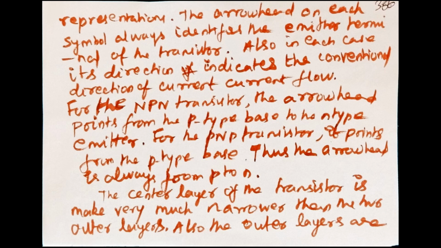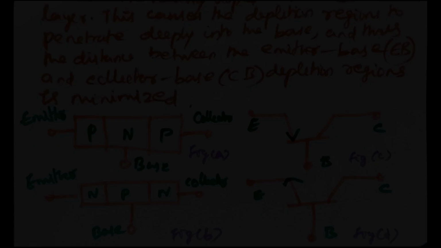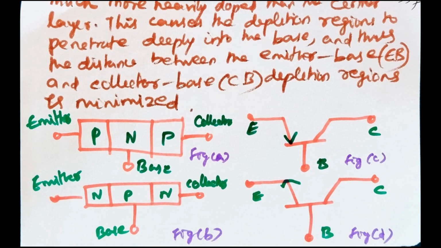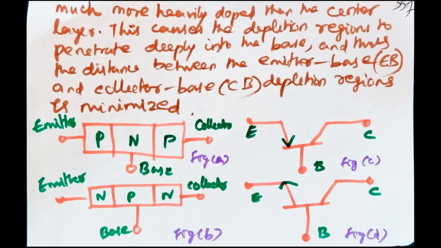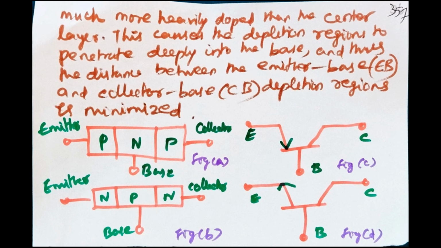The center layer of the transistor is made very much narrower than the two outer layers. Also, the outer layers are much more heavily doped than the center layer. This causes the depletion regions to penetrate deeply into the base, and thus the distance between the emitter-base and collector-base depletion regions is minimized.